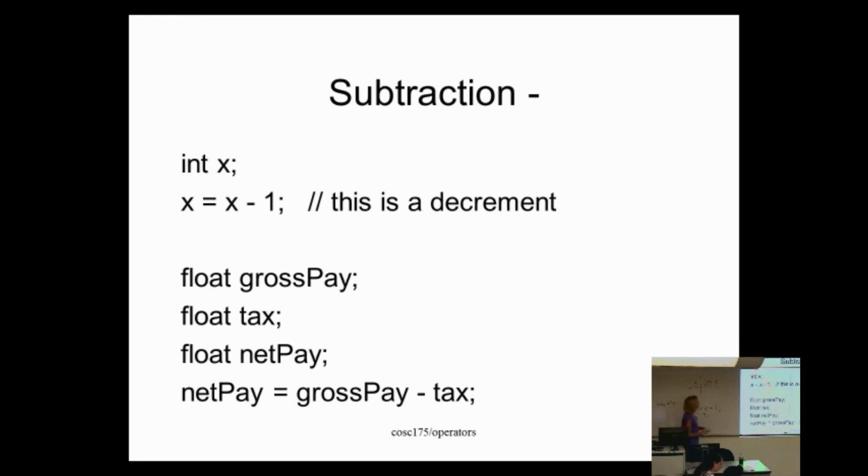Okay, and I have an example here where I have gross pay, which is how much you earn, tax, which is how much the government takes from you, and net pay equals what? Your gross minus your tax, and there's your net pay. Everybody with me on that? So that's just a simple example of where you might do a subtraction operation.